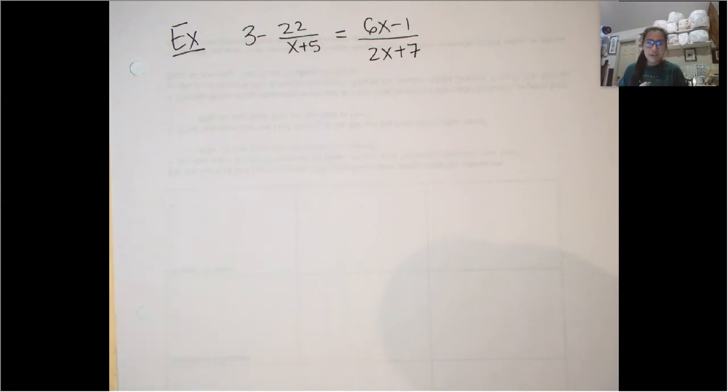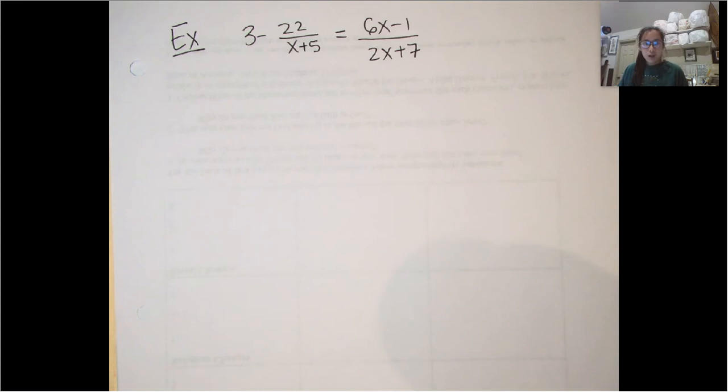So we're going to go ahead and solve this equation for x. You'll notice that it says 3 minus 22 over x plus 5 equals 6x minus 1 divided by 2x plus 7. As usual, the first step is to try to factor anything you can factor, but you'll also notice there is nothing to factor.